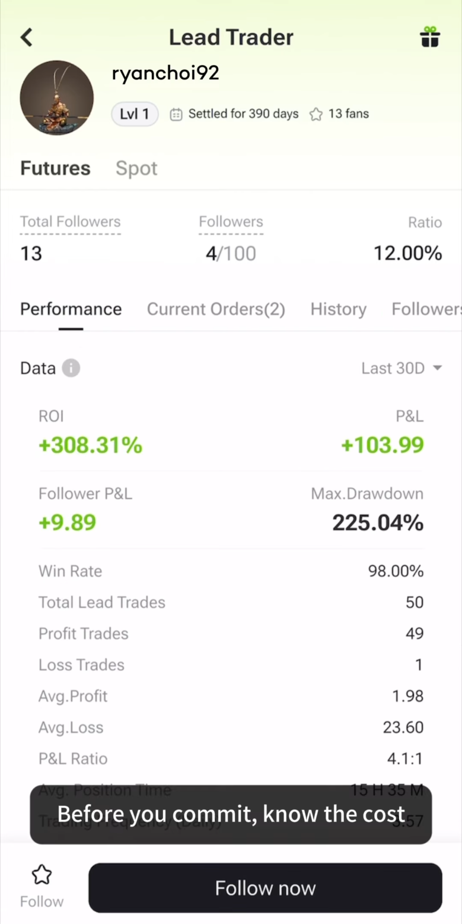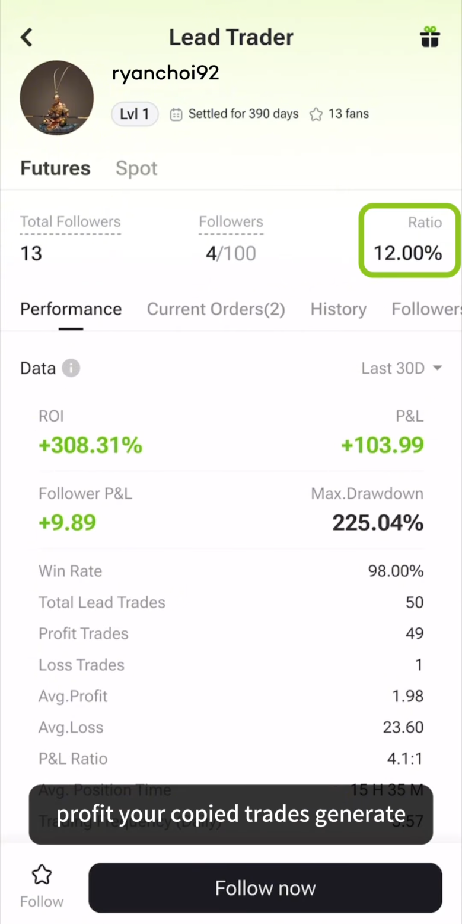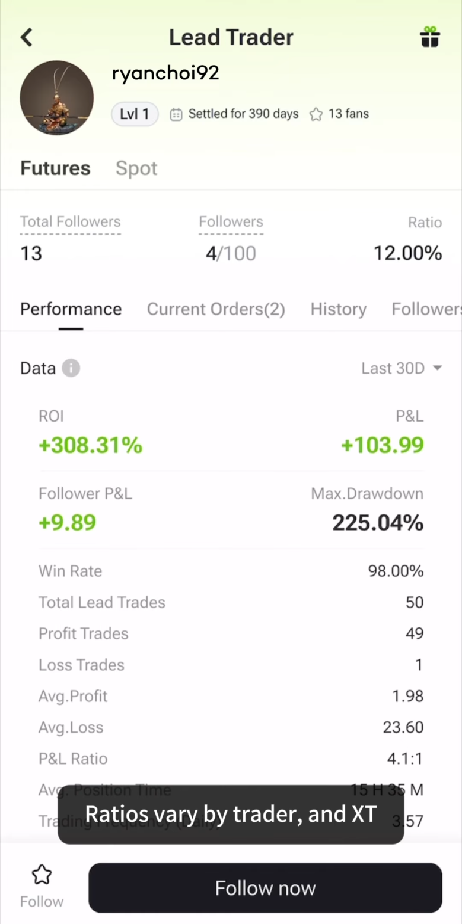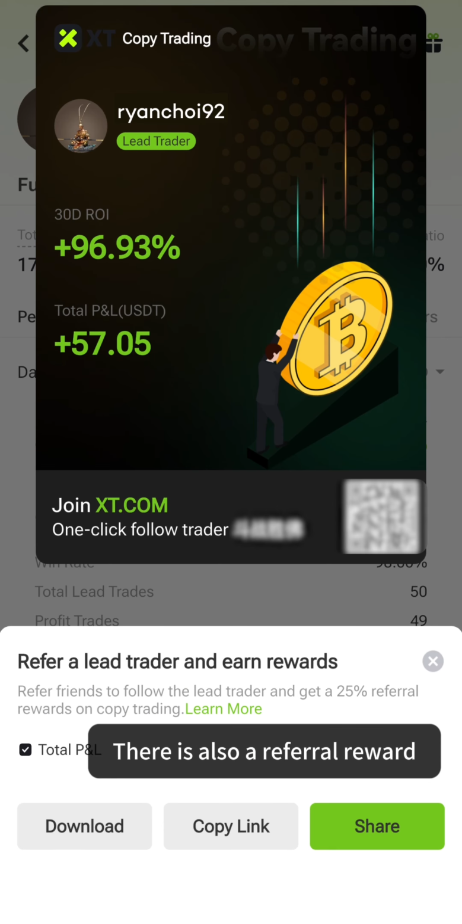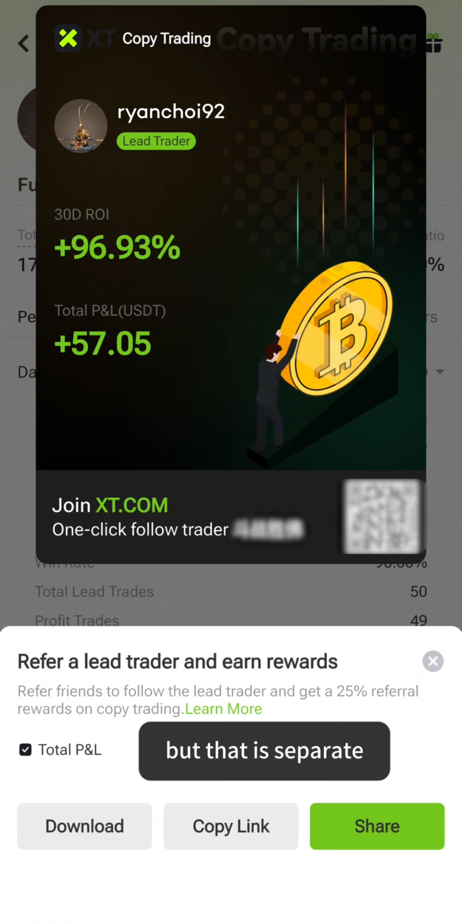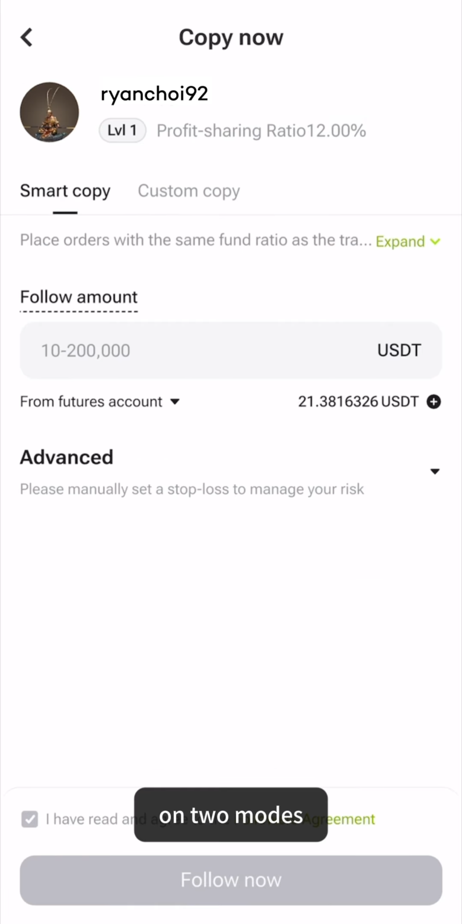Before you commit, know the cost. Each lead trader sets a profit-sharing ratio, shown on their profile and again in the follow panel. That percentage is taken from the profit your copied trades generate, so you only pay it when the copying earns. Ratios vary by trader, and XT offers up to 30% for lead traders. So check the number on the specific trader you picked, rather than assuming. There is also a referral reward worth 25% if you bring other followers in, but that is separate from what you pay to copy. Tap Copy now, and you land on 2 modes.